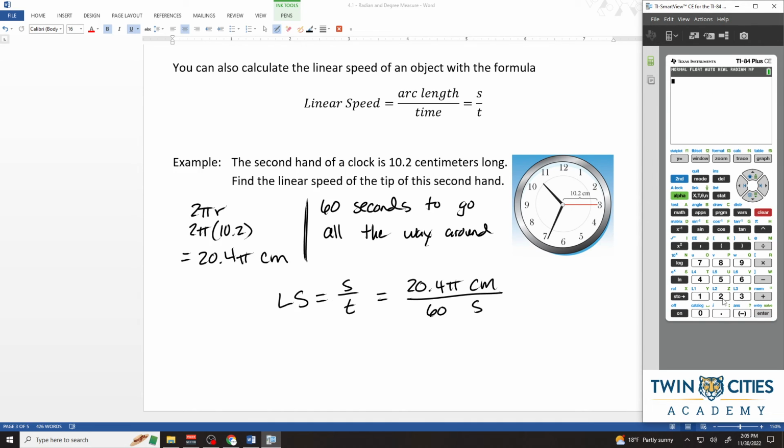In the calculator, 20.4 pi divided by 60 is 1.068. So my linear speed, or in other words, how fast the tip of this second hand is traveling, is 1.068 centimeters per second.